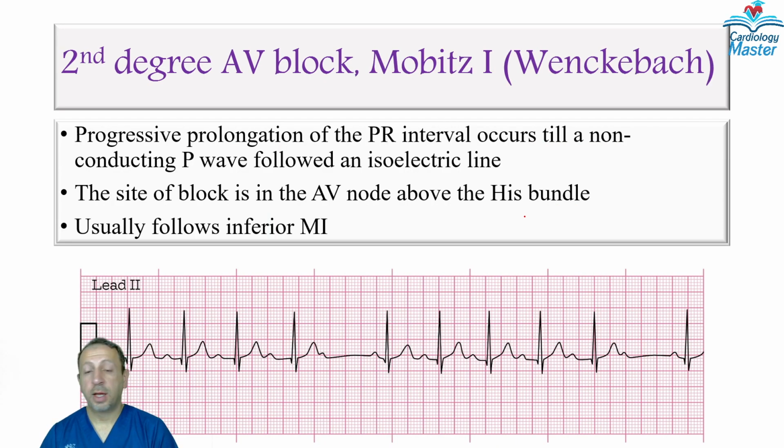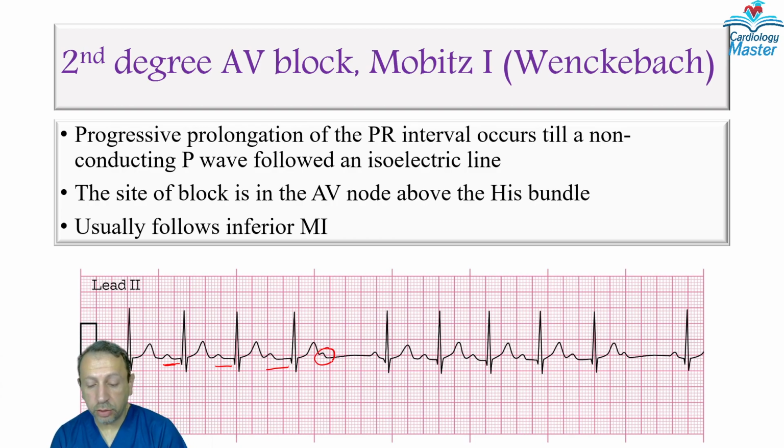Regarding the second degree AV block, it is further subclassified into two types, which are Mobitz 1, also called Wenckebach, and Mobitz 2. And how should we differentiate between Mobitz 1 and Mobitz 2 and even first degree AV block? In Mobitz 1, you should notice that there is a progressive prolongation of the PR interval. You can notice here that it is almost 5 squares. This is more than 5. This is almost 2 large squares, and there is a block.